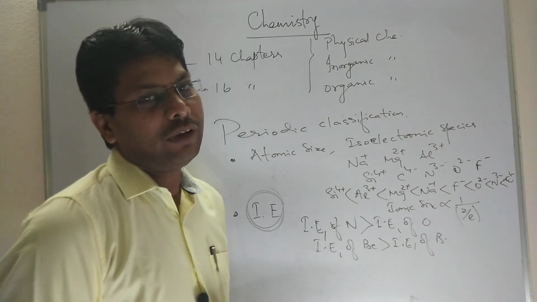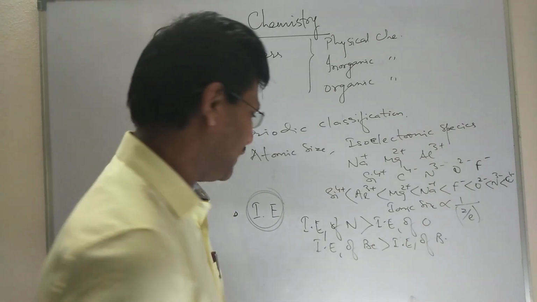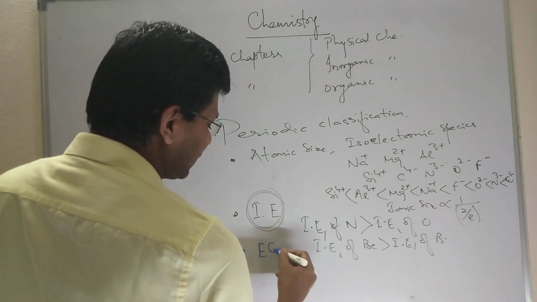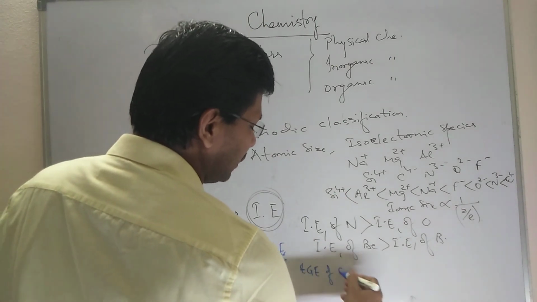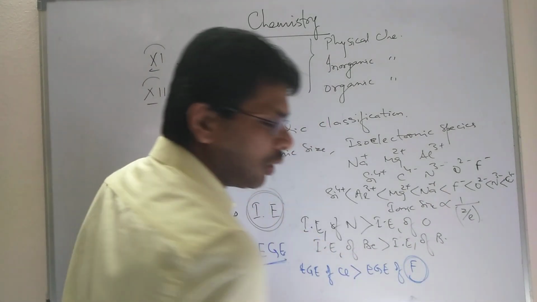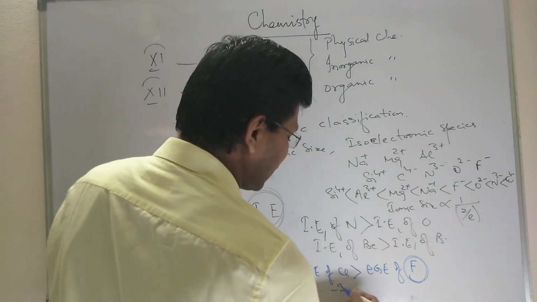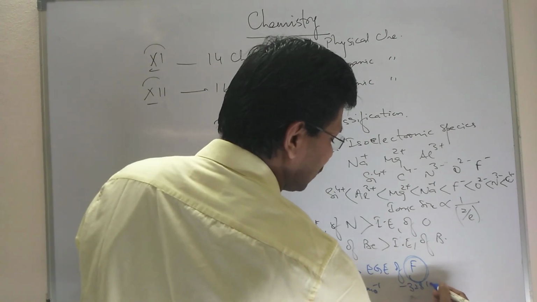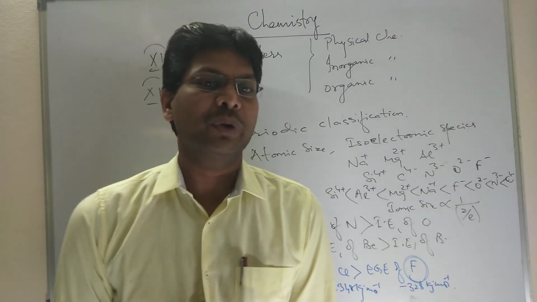For that, you need an idea of the periodic table, where the elements are situated in which group and which period. Next topic likely to be asked is electron gain enthalpy. You must know that the electron gain enthalpy of chlorine is more negative than that of fluorine, because fluorine's small size causes more inter-electron repulsion. The values are minus 348 kilojoule per mole for chlorine and minus 328 kilojoule per mole for fluorine. That means chlorine has the highest electron gain enthalpy in the entire periodic table.